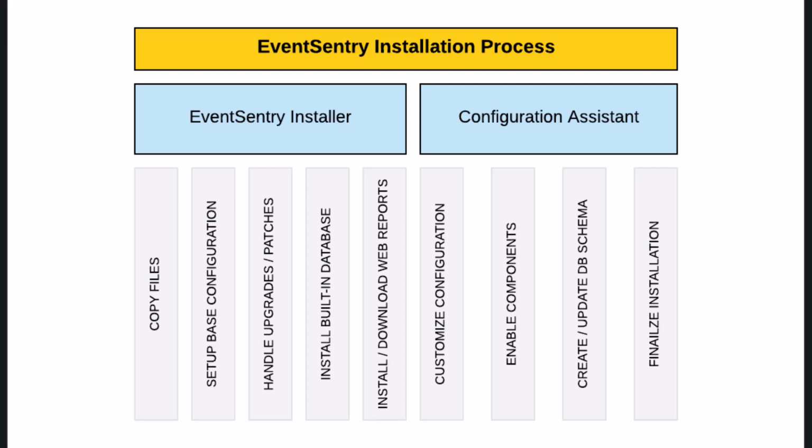The EventSentry installer will handle upgrades and patches. So if you're upgrading to a higher version, for example, from 5.0 to 5.1, or from even earlier versions, or if you're just patching an existing 5.0 or 5.1 installation, it will detect that. The EventSentry installer will also install the built-in database and also download and install the EventSentry web reports. So it does the brunt of the work, copying the files and setting everything up.